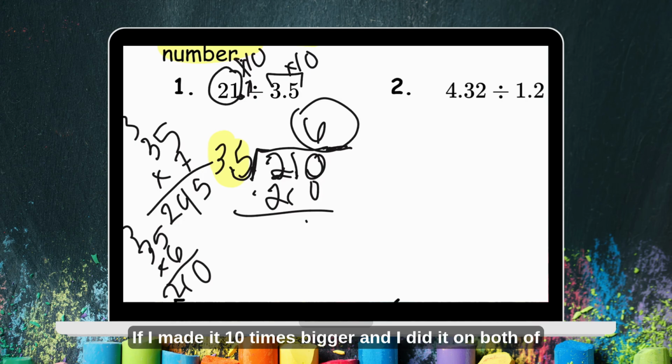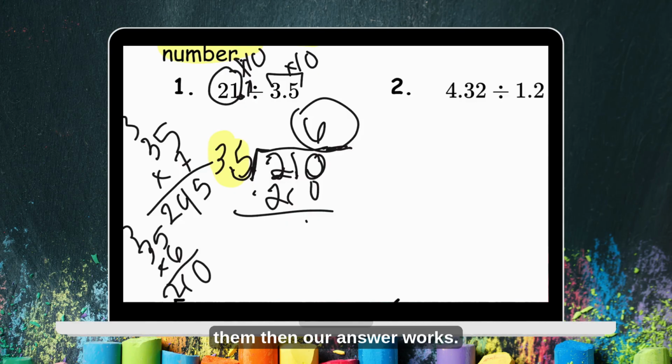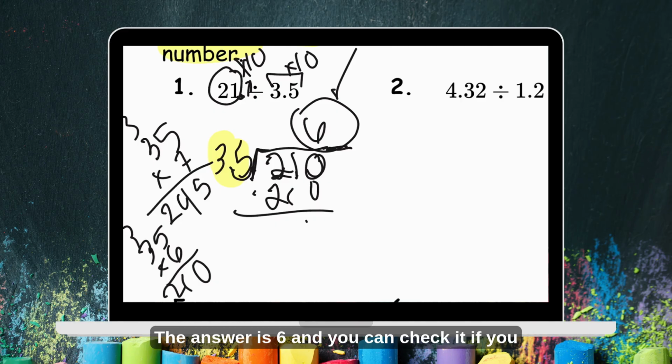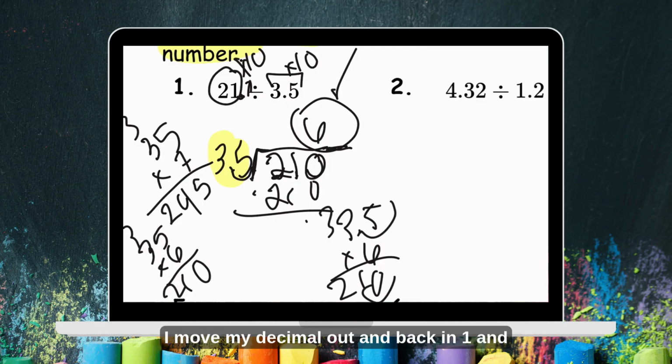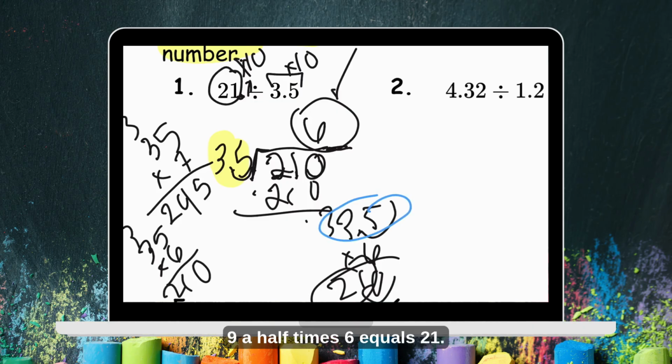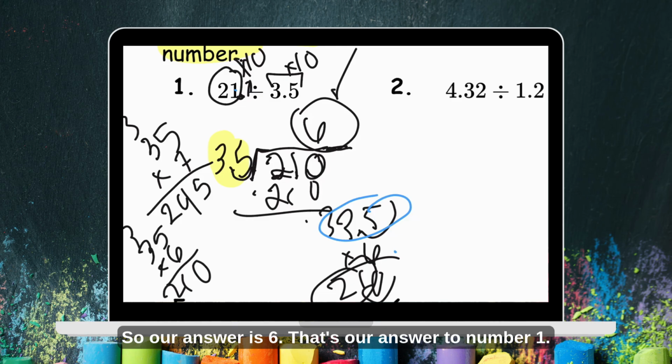If I made it 10 times bigger and I did it on both of them, then our answer works. The answer is 6, and you can check it if you want. 3.5 times 6. Okay, 6 times 5 is 30. 6 times 3 is 18, plus 3 is 21. I move my decimal out and back in 1, and then we have the same answer as what we started. 3.5 times 6 equals 21, so our answer is 6. And that's our answer to number 1.